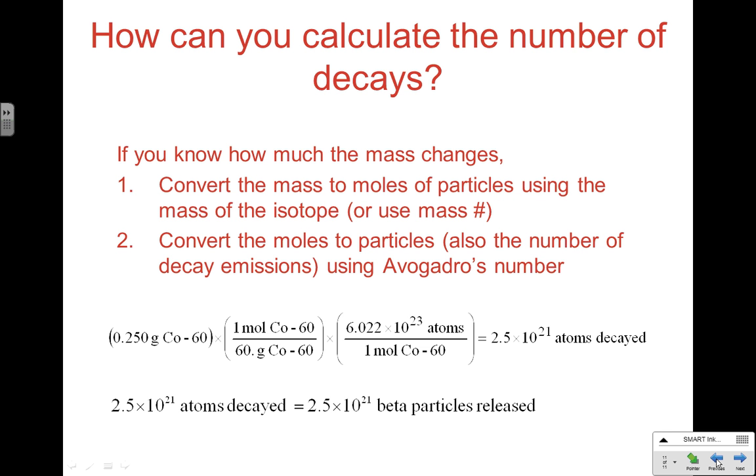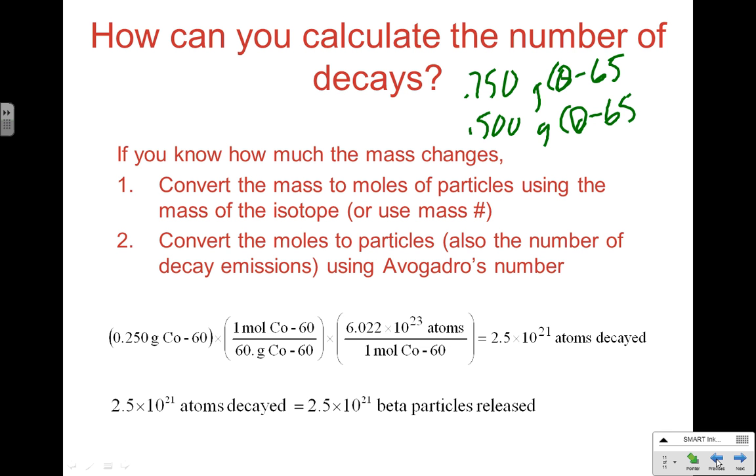Now, finally, if you know how much the mass changes, let's say we had a situation where we had 0.750 grams of cobalt-60, and over time it decayed, and now we have 0.500 grams of cobalt-60 left. So let's say that's the particular situation we're looking at. And the question is, how many particles actually decayed? Well, if we know the mass difference, we can convert mass to moles, and we can use Avogadro's number to convert moles to atoms, and we can actually determine how many atoms decayed.